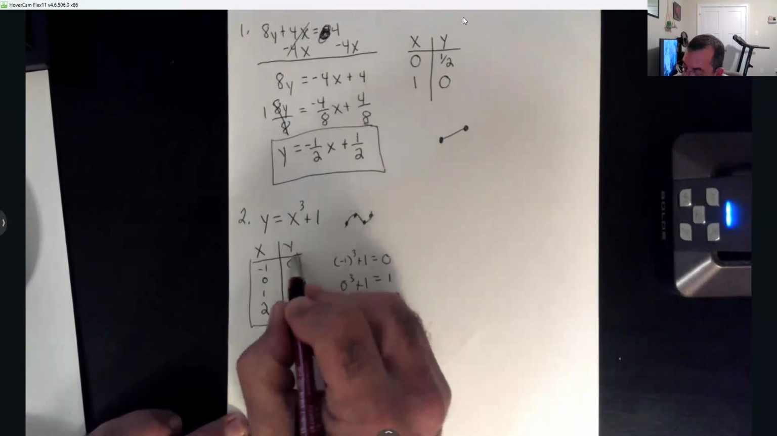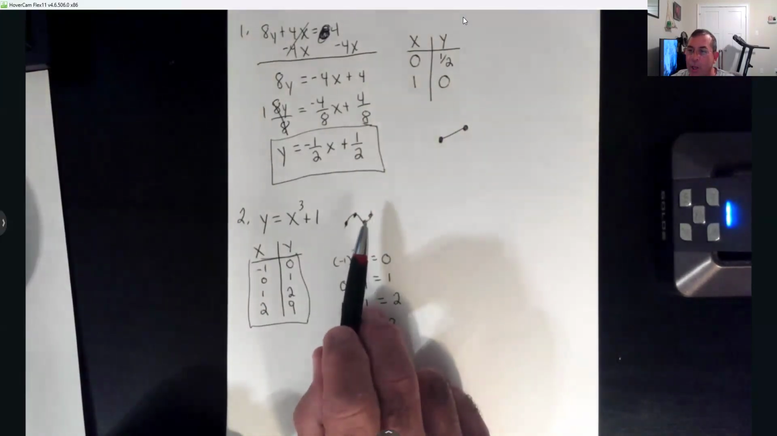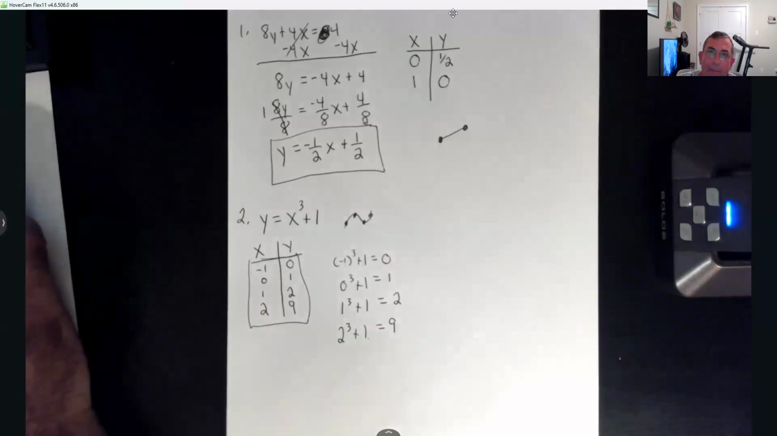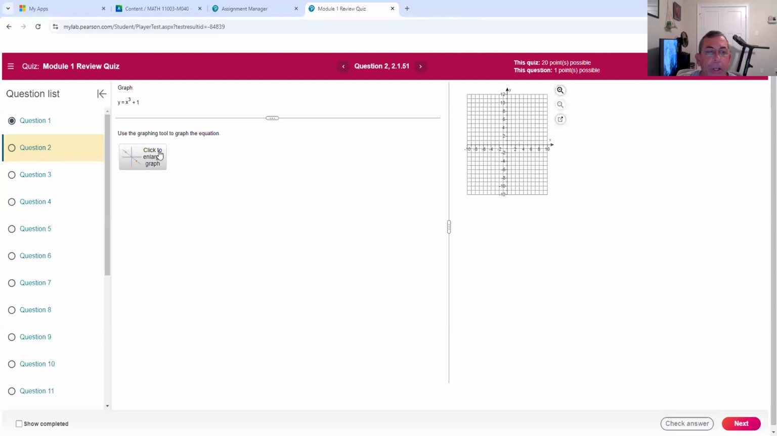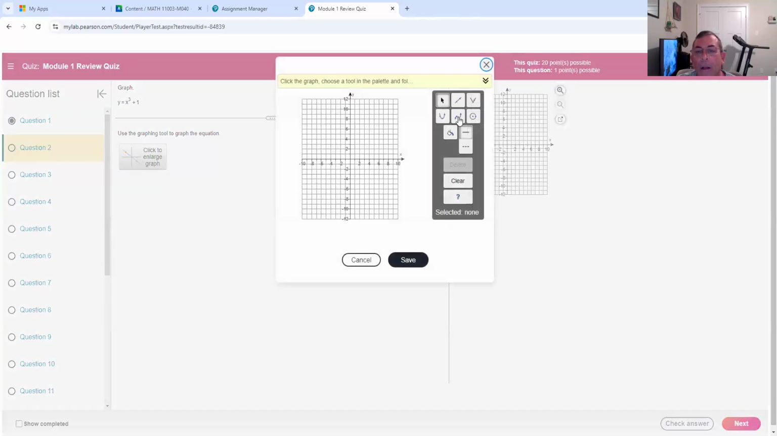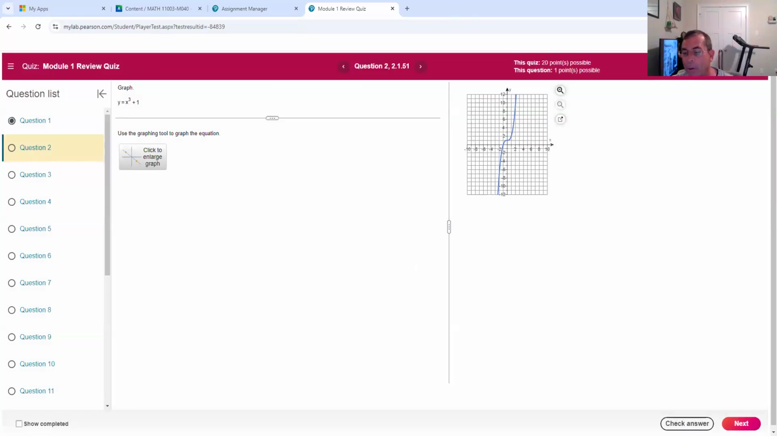So I'm going to plot these 4 points using the 4-point cubic tool. Let's go to MathLab. We'll click to enlarge graph and pick the 4-point cubic tool. My first point was -1, 0. See up here in this yellow box, it tells you where your points are. Then I had 0, 1, then right 1 and up 2, and my last point was right 2, up 9. Once you make that 4-point, it's going to draw that curvy line for you, and then you save and go to next.